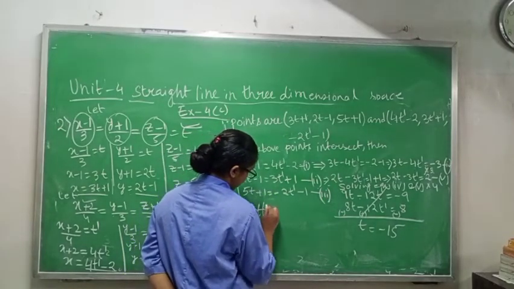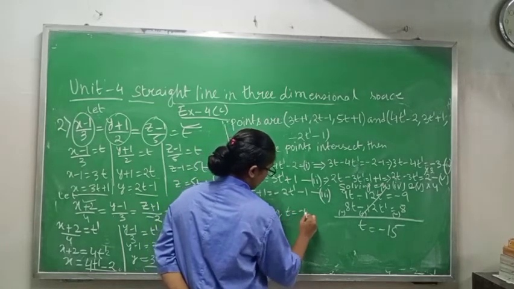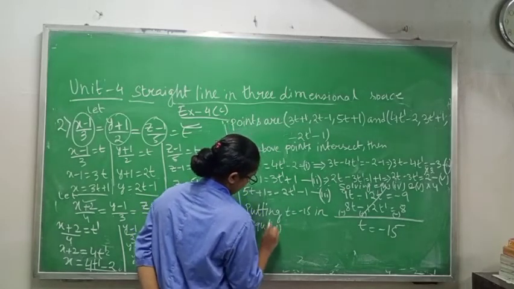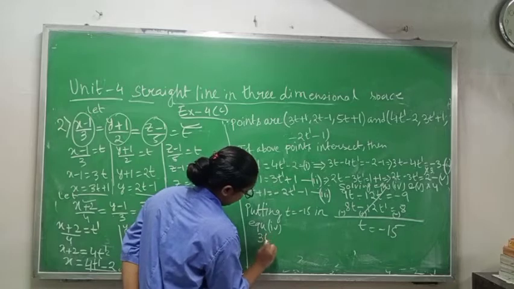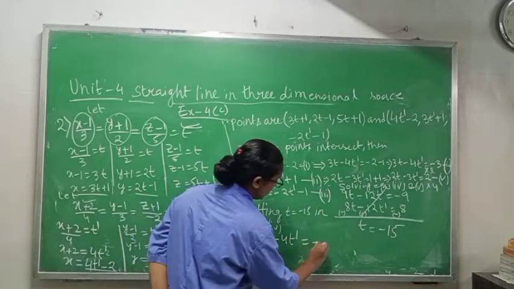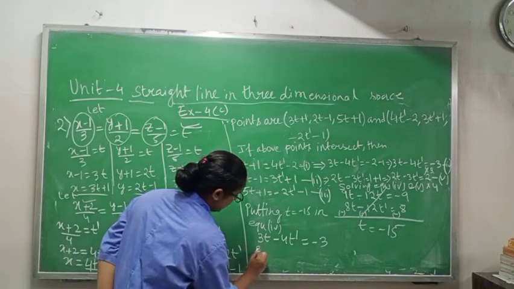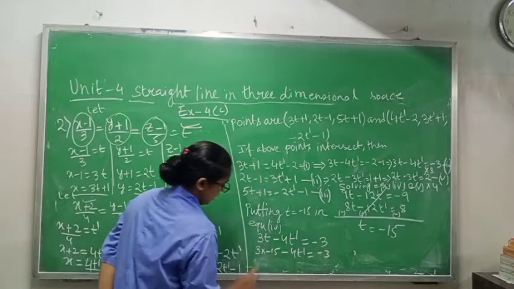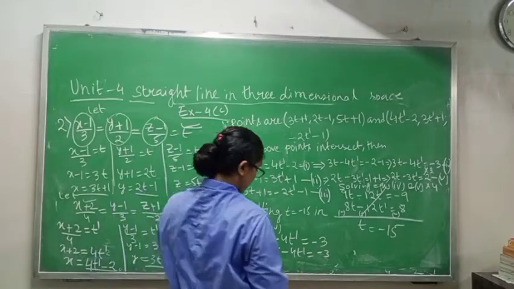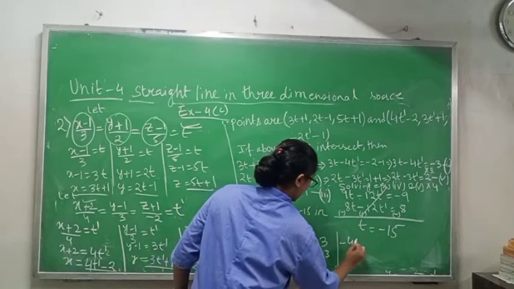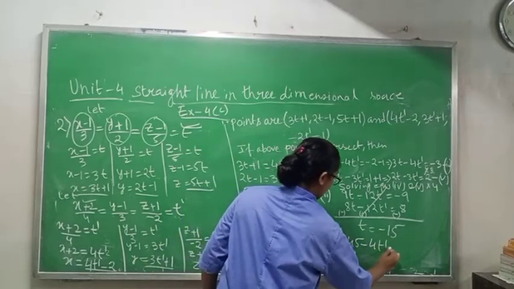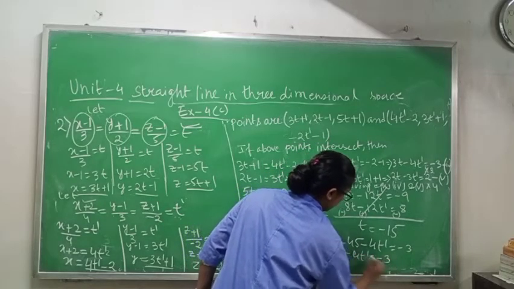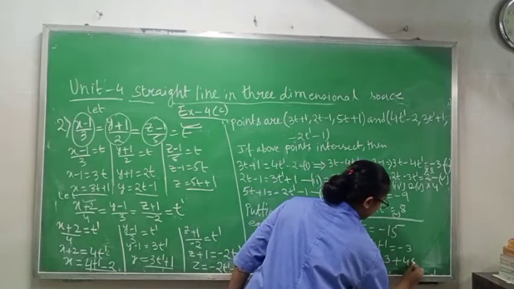Putting t equals to minus 15 in equation 4. So equation 4 is 3t minus 4t dash equals to minus 3. So 3 into minus 15 minus 4t dash equals to minus 3. So 3 into minus 15 will give you how much? Minus 45. Minus 4t dash equals to minus 3, plus minus 45 will come this side, it will become plus 45.